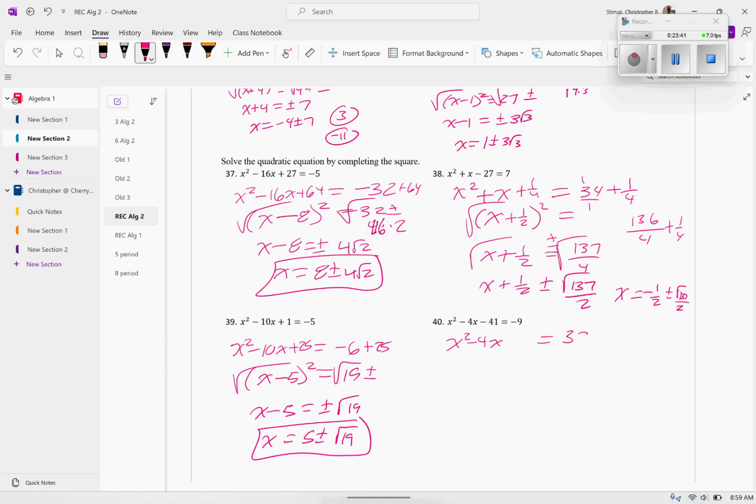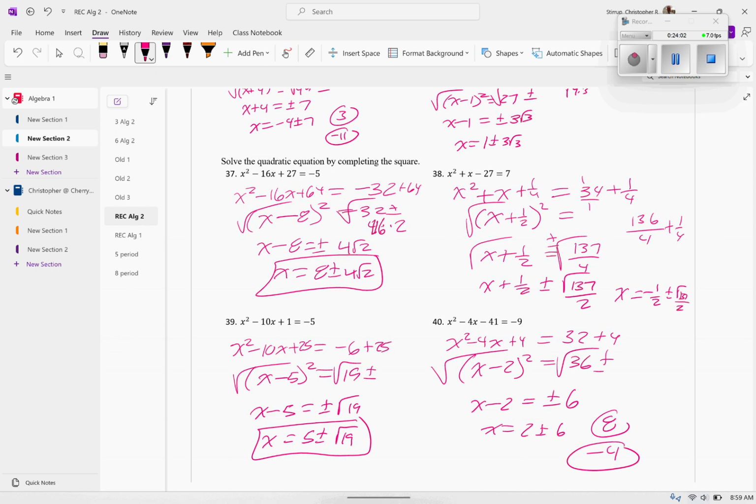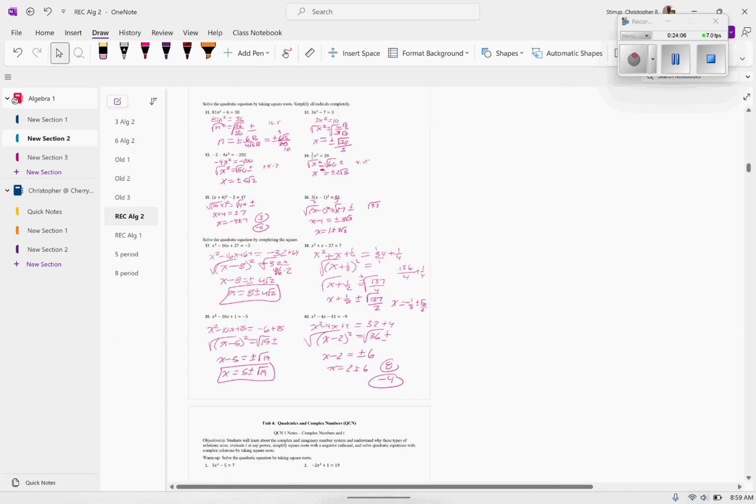All right, we'll move the 41 over by adding it. So that's going to give me 32. We're going to go ahead and take half of negative 4, which is negative 2. Negative 2 squared is positive 4. Add 4 to both sides. So that's 36. This will come out nice. Plus or minus root. So square root of 36 is 6. Add 2 to both sides. 2 plus 6 is 8. 2 minus 6 is negative 4. And I believe that is our entire thing.